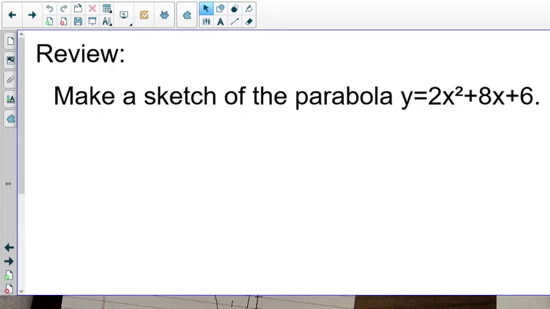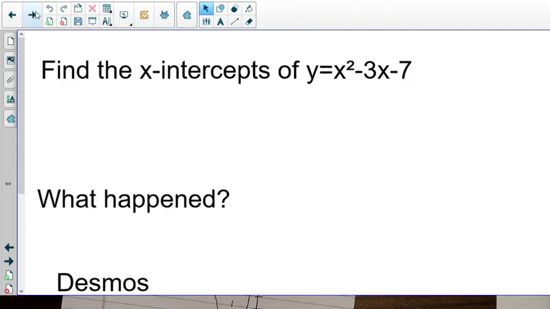Okay, so now we're going on to finding the x-intercepts of y equals x squared minus 3x minus 7. So I want you to take a minute and factor this. So you should have noticed that this is not factorable because there's nothing that multiplies to be negative 7 but adds to be negative 3.